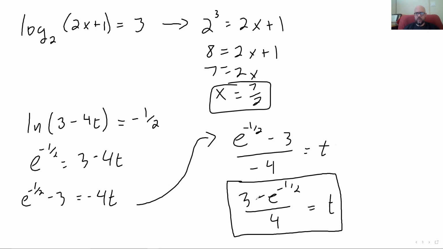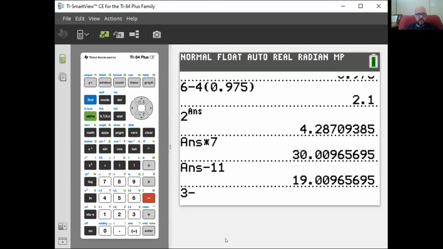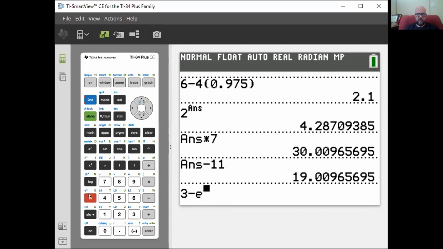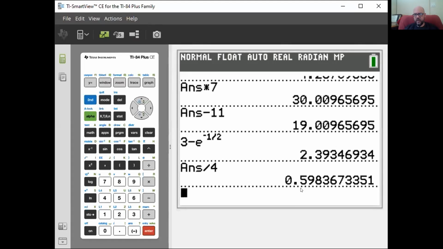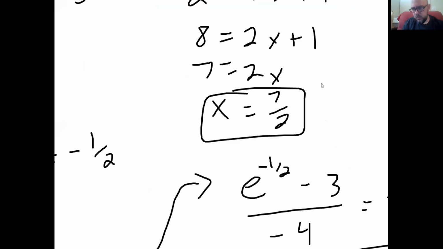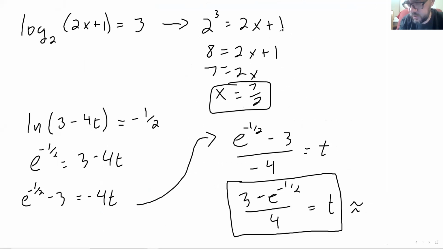Feel free to jam that into a calculator if you want. I guess I will. 3 minus e to the minus 1/2, over 4. The way you get e in your calculator, by the way, is the second function of natural log. So this is negative 1/2, all over 4, is 0.598. Okay. So if you want, you can write this as 0.598. That's a fine answer.